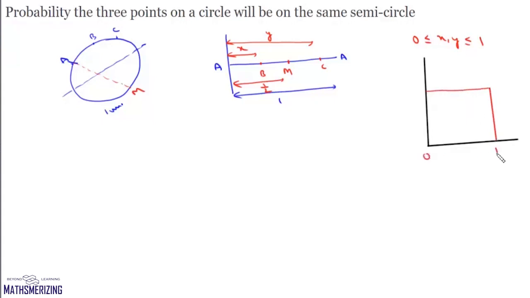So this is 0, 1 and 1. This is x and say this is y. And all the points in this square will correspond to different positions of B and C. Now we have to find the probability that these 3 points lie on the same semicircle. Now there will be 2 cases. Case 1, when B and C lie on the same side of M.